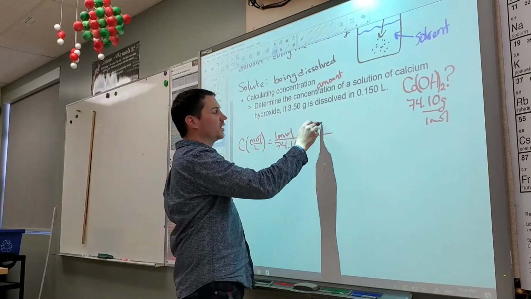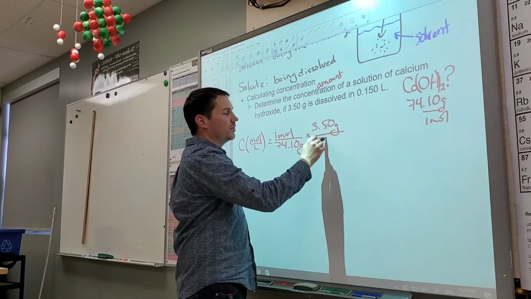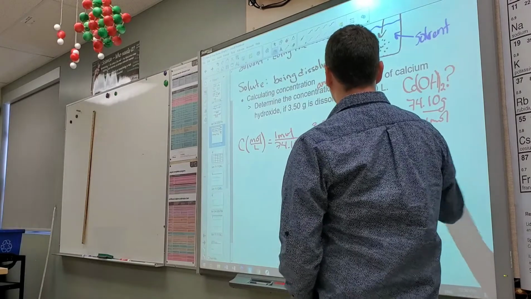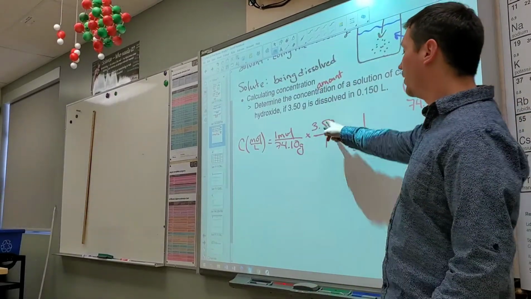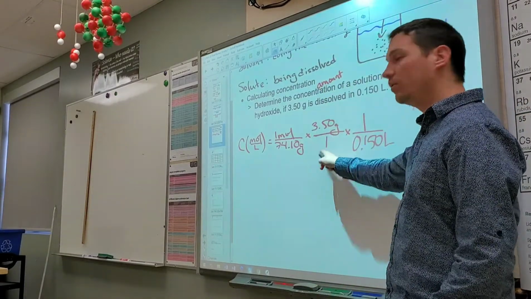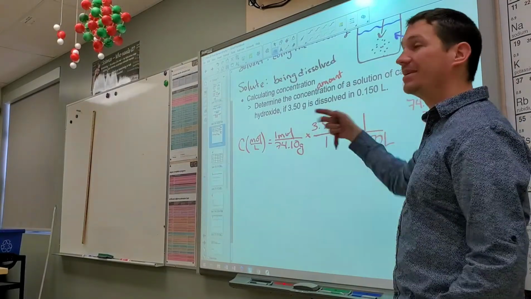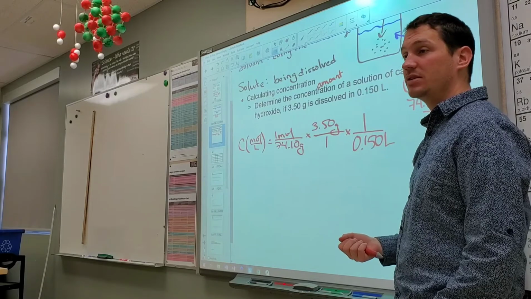So there's 2 things I got to do. Got to multiply by 3.50 grams, and I got to divide by 0.150 liters. It's totally fine if you put this thing on top and that thing below. I got no problem with that. Does anybody know the reason why I like to put them in separate fractions?